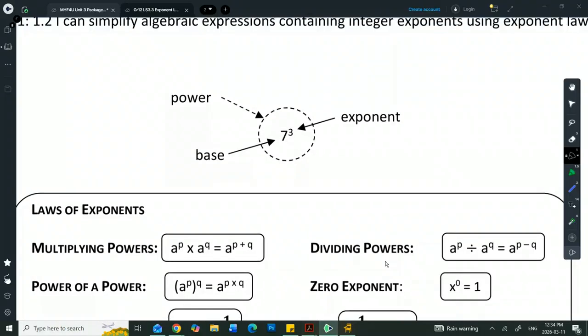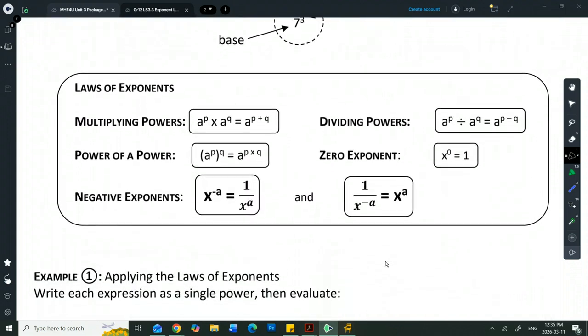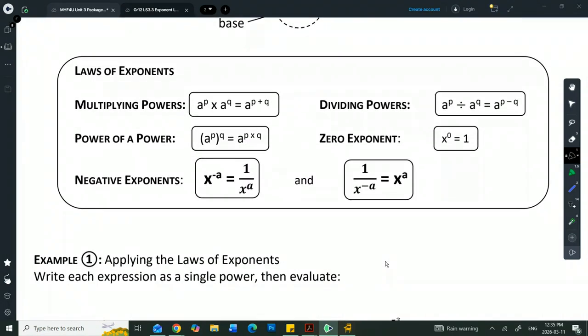So the whole thing, if you see a base raised to an exponent, is called a power. The main number that's below the exponent is called the base, and then the small number is called the exponent. You probably know most of that already. These are exponent rules, so we're going to apply these in the questions below.